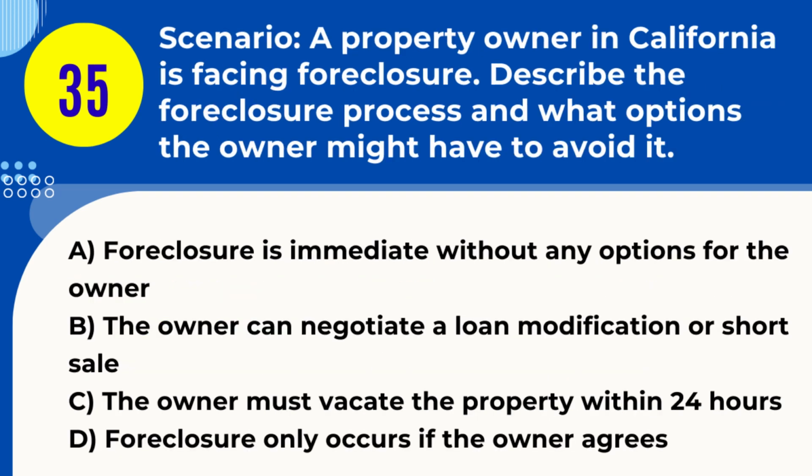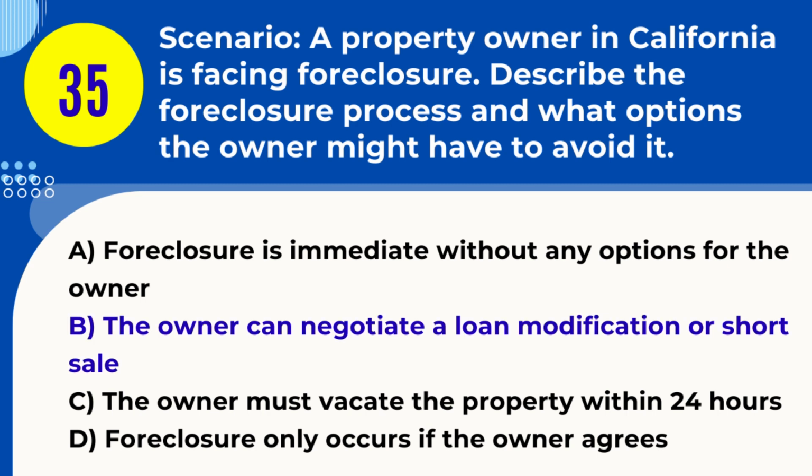Question 35. Scenario. A property owner in California is facing foreclosure. Describe the foreclosure process and what options the owner might have to avoid it. A. Foreclosure is immediate without any options for the owner. B. The owner can negotiate a loan modification or short sale. C. The owner must vacate the property within 24 hours. D. Foreclosure only occurs if the owner agrees.